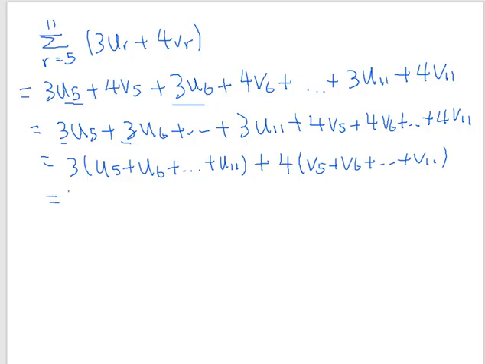After that, you can rewrite it in sigma notation. So it's 3 summation R from 5 to 11 UR plus 4 summation R from 5 to 11 VR. So that's the reason why constants can be written outside. 3 and 4 are constants, can be written outside, and you can split it into two summations.